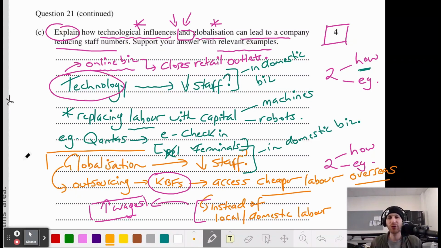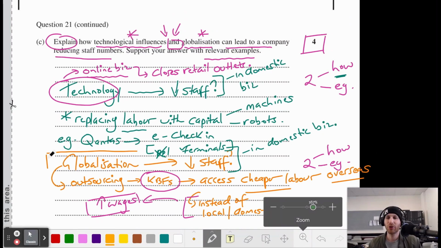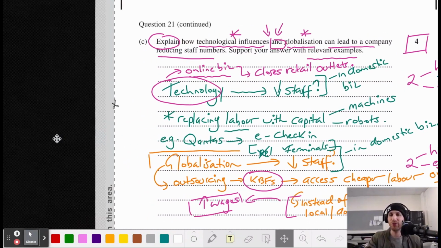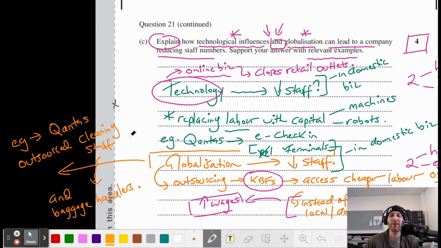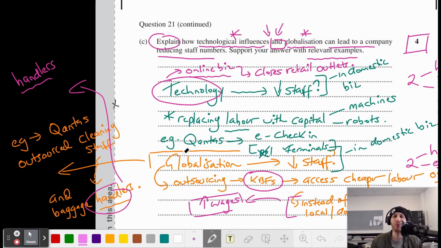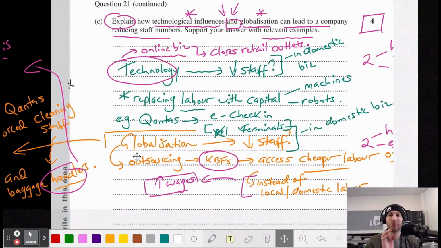So if we are talking about our example with Qantas, just move this over slightly here. If I'm thinking about this point in terms of my example, Qantas outsourced cleaning staff and baggage handlers, so that is how it was reducing the staff that it required in terms of those functions, by using globalization, the influence of globalization.